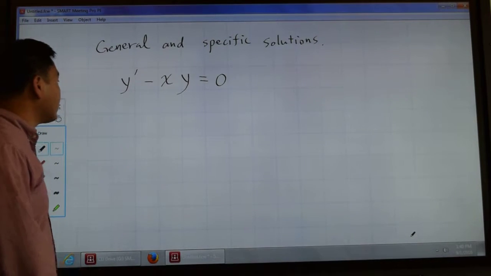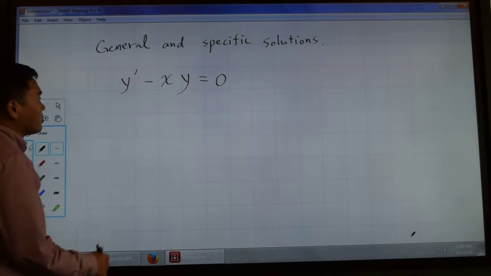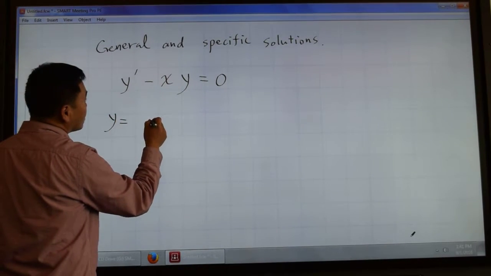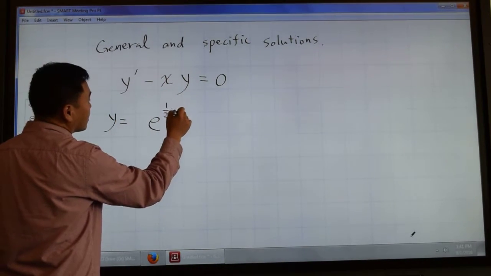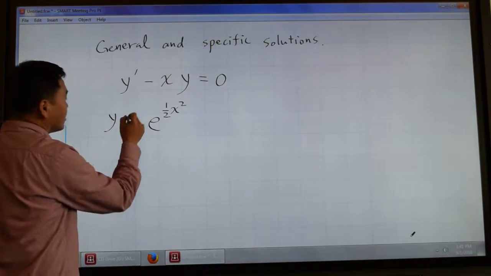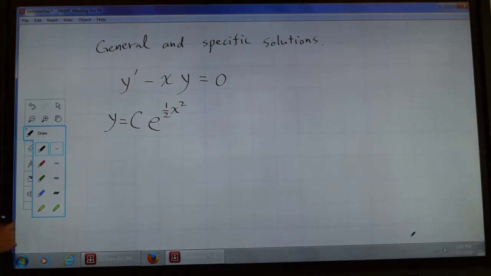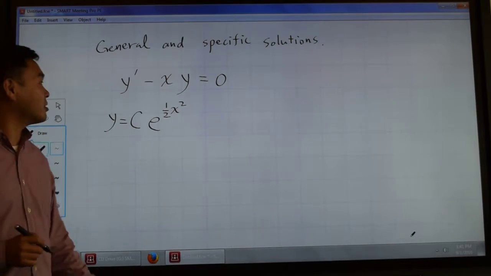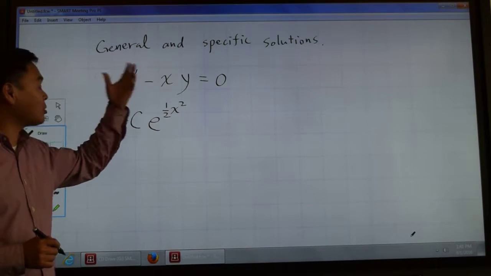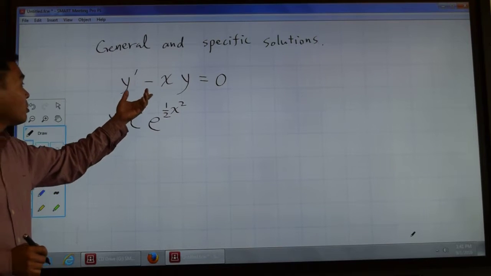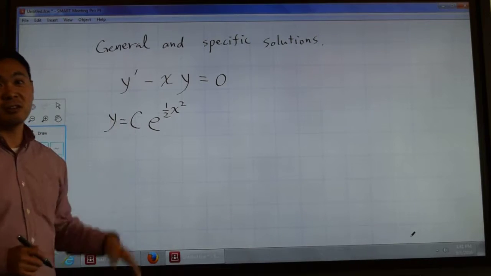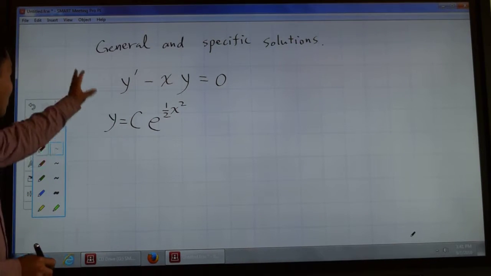You could solve this, and you'll probably get y equals e to the 1/2 x squared times c as a solution. Actually, I didn't really solve it as a separable equation, though you could. You can move this to the other side, divide by y, and then try some methods to solve this.